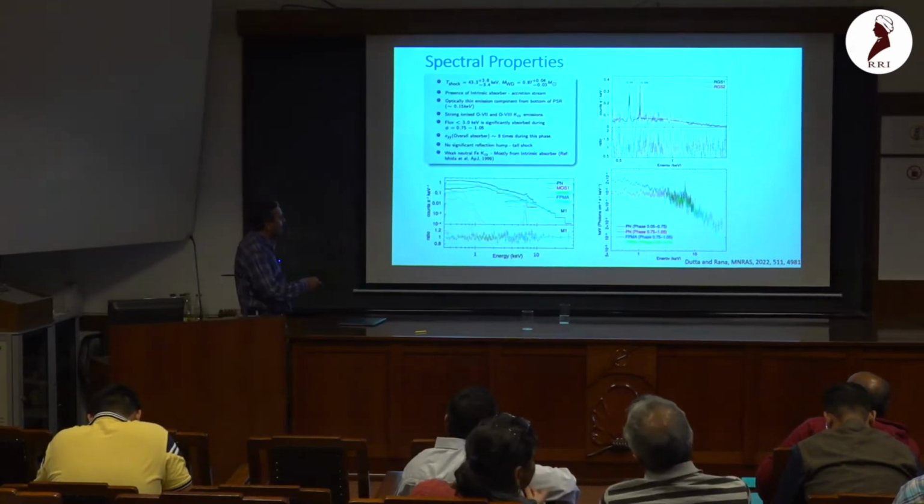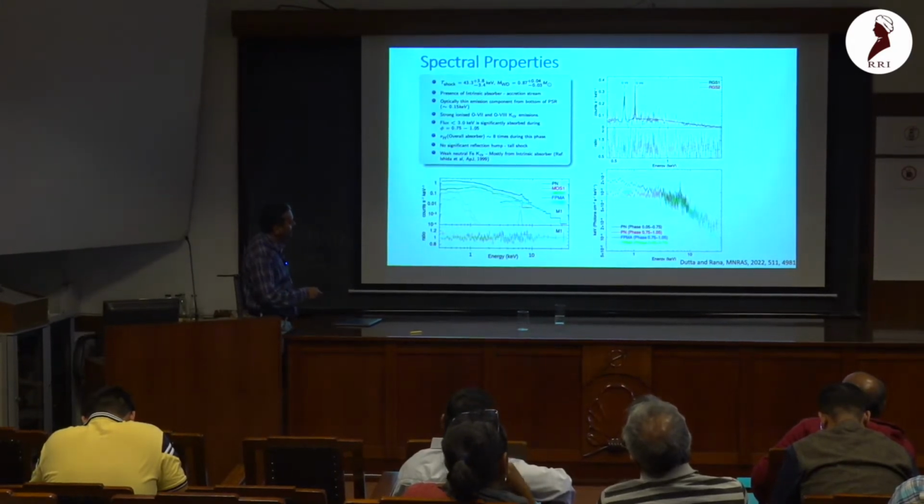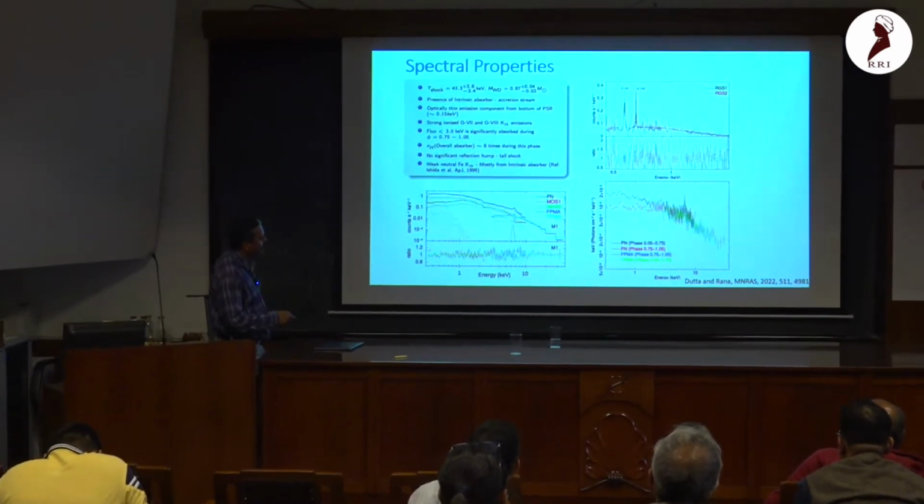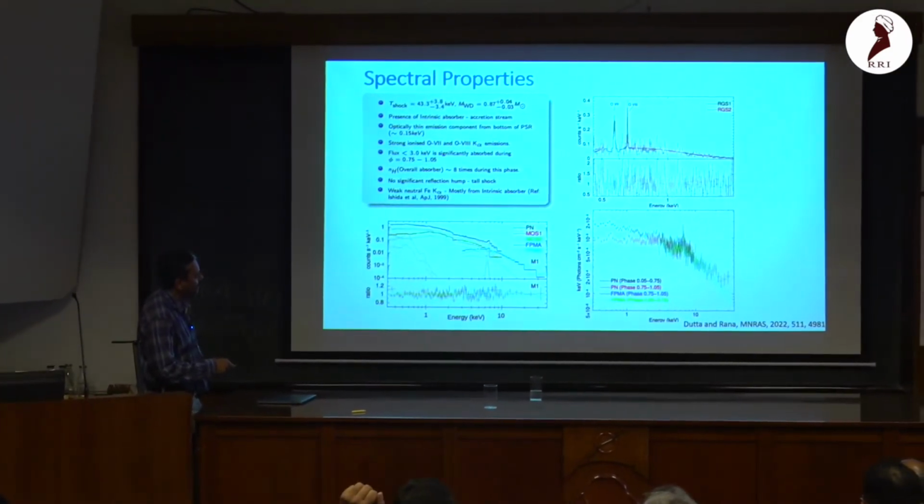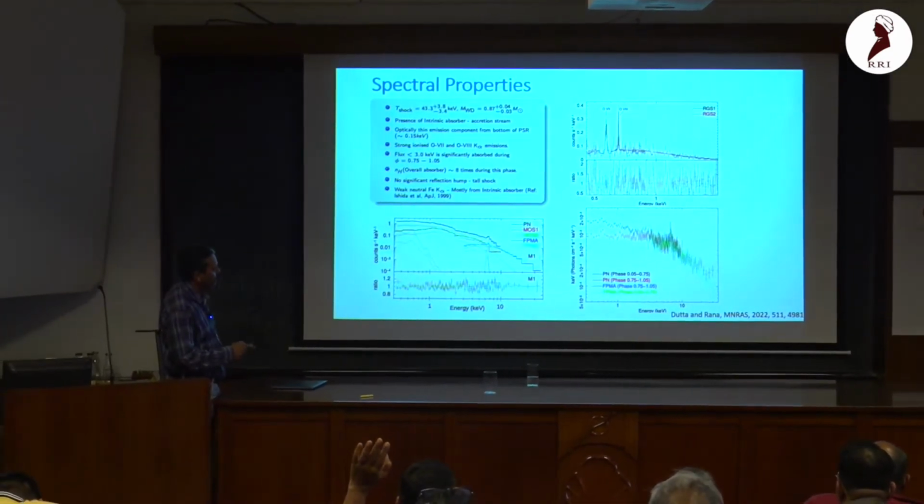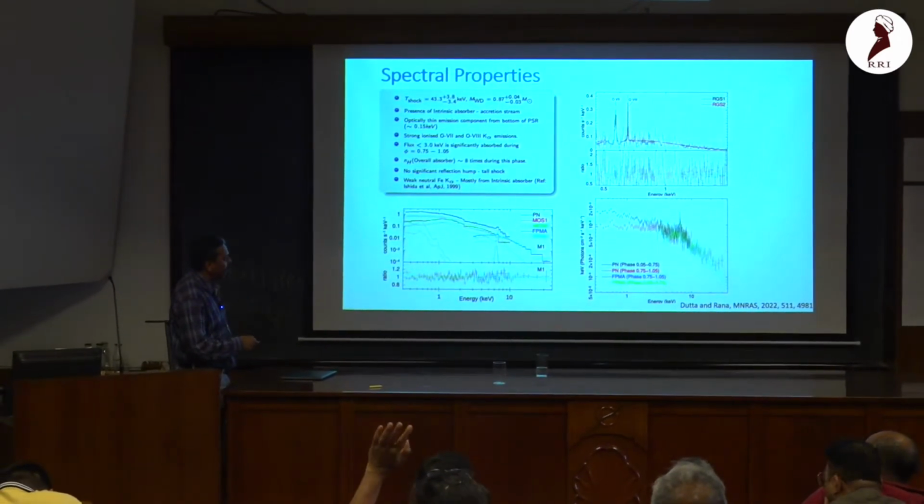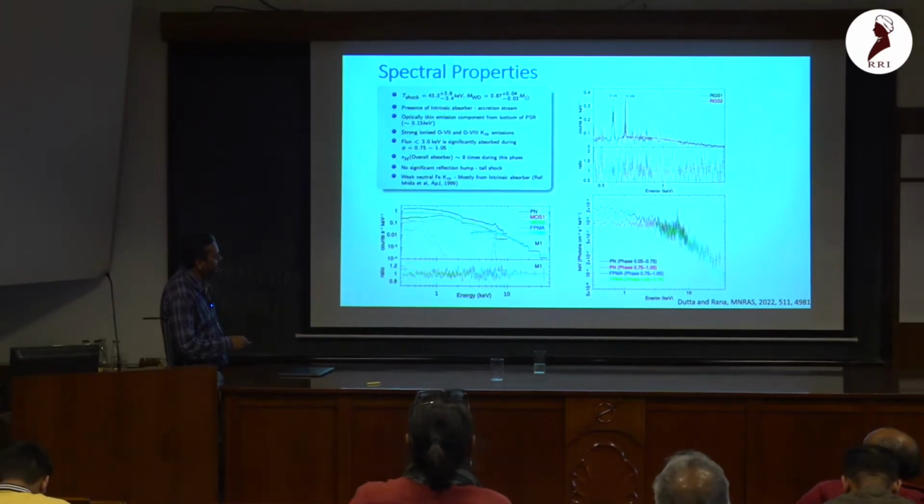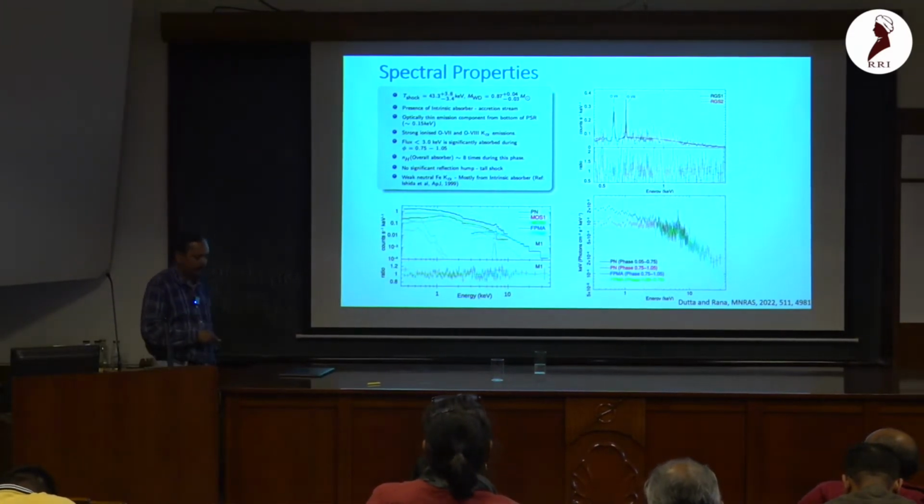Okay, so this is the spectrum that I was talking about. If you take the spectra at two different phases, you can see this difference. There is a clear absorption effect taking place as a function of spin. As the white dwarf rotates, some absorbing material comes in between the observer and the X-ray emitting region, which is absorbing the spectrum.